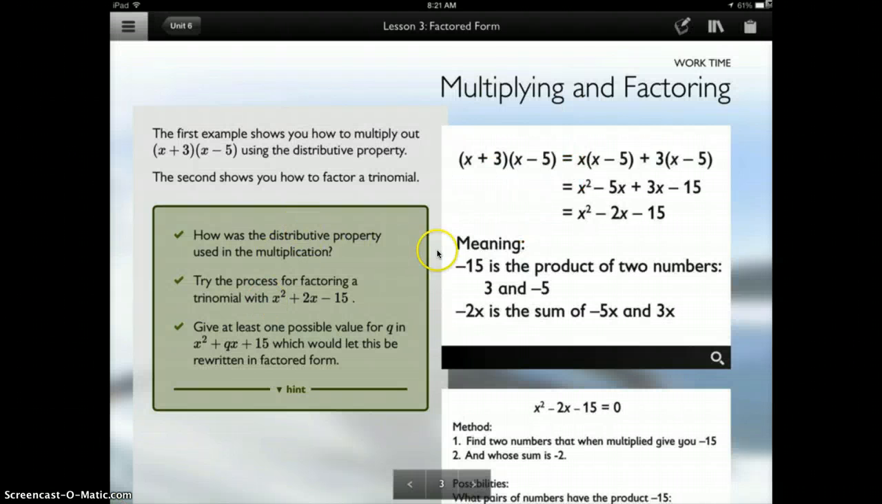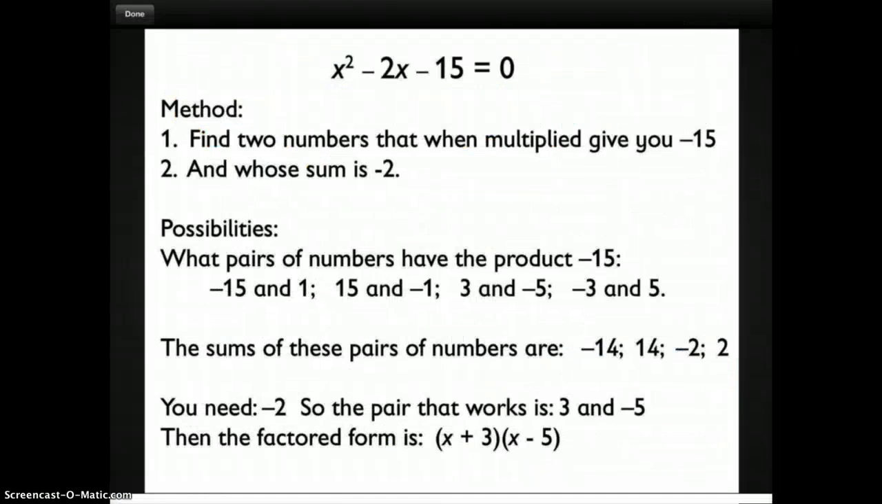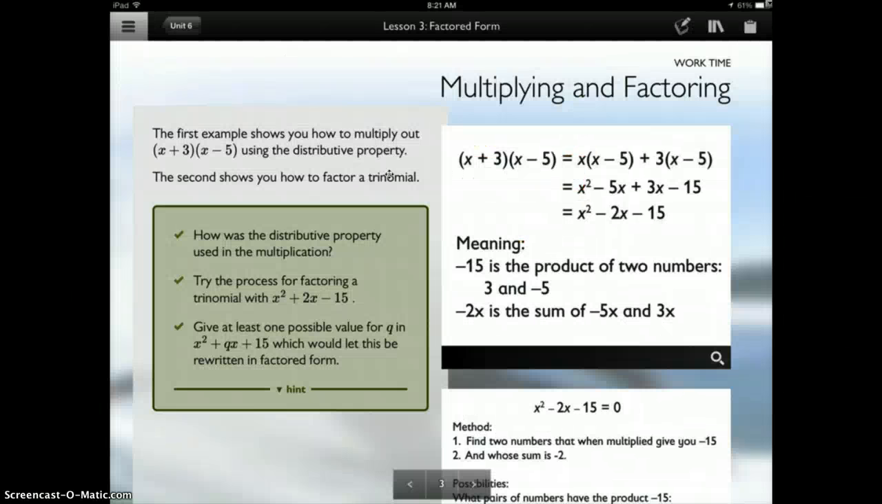The second part down here shows you the method in which it's factoring. So this one is multiplying, and this one is factoring. We have a different way of factoring. We use our Xbox method. If you want to use this way, that's fine. If you just want to use the Xbox method, that's fine. Either one is okay.